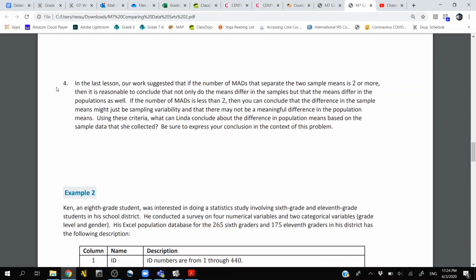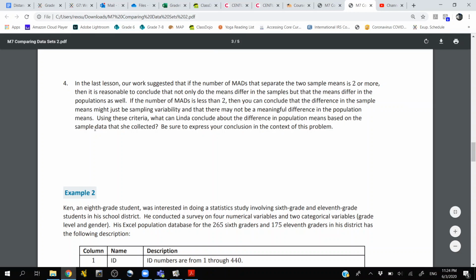In the last lesson, our work suggested that if the number of mean absolute deviations that separate two sample means is 2 or more, then it is reasonable to conclude not only do the means differ in the samples, but the means differ in the populations as well. And that's the key, because it's the population mean we actually are trying to study. If the number of mean absolute deviations is less than 2, then you can conclude the difference in the sample means might just be sampling variability, and that there might not be a meaningful difference in the population means.